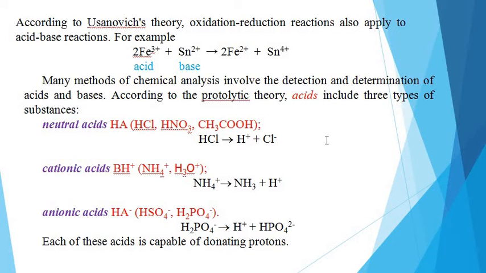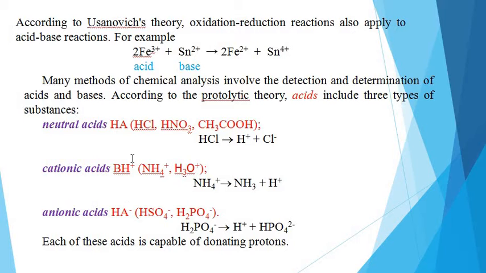According to the protolytic theory, acids include 3 types of substances: neutral acids with the general formula HA. There is hydrogen chloride, nitric acid, acetic acid. By their protolytic reaction, they form a positively charged proton and anion chloride.